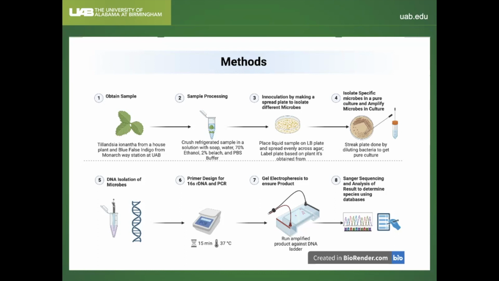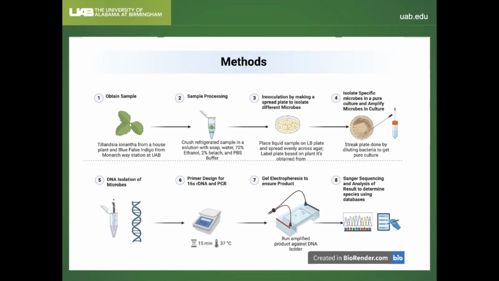Essentially, what this allows is to isolate different microbes and allow them to grow on the spread plate. Once this was done, we took a single bacterial colony and diluted it on another plate, which is known as streaking. This allows us to isolate specific microbes in a pure culture, and we're allowed to amplify those microbes. This pure culture will essentially be genetically identical to each other, so we could really amplify the DNA that we want. So we isolate this DNA, and then we want to amplify a specific stretch of DNA known as 16S rDNA, and we had to design a primer for it.